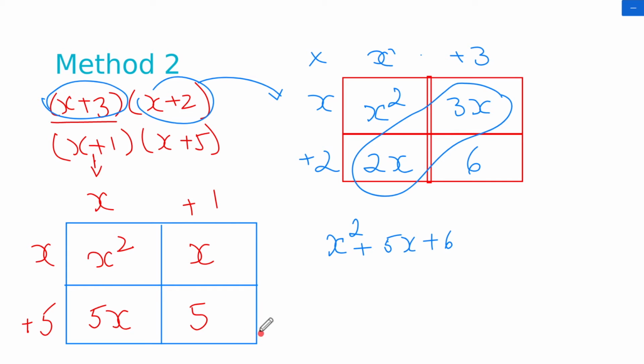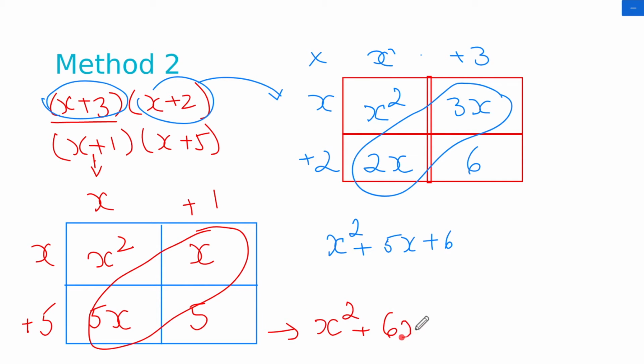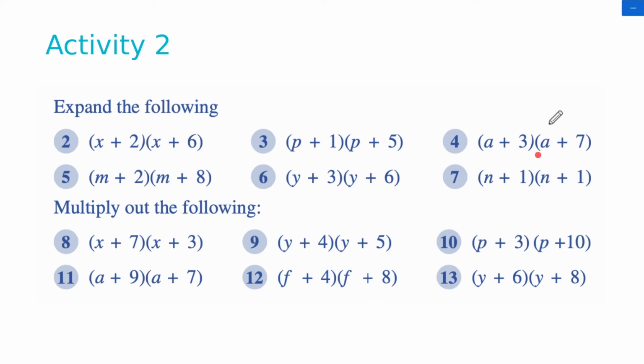So we do this one. Your like terms are always on the diagonal. So the answer to that would be x squared plus 6x plus 5. Okay? There you go. This is the second method. Now we can move on and you can do these questions using whatever method you like. Okay, so pause the video and get to work.